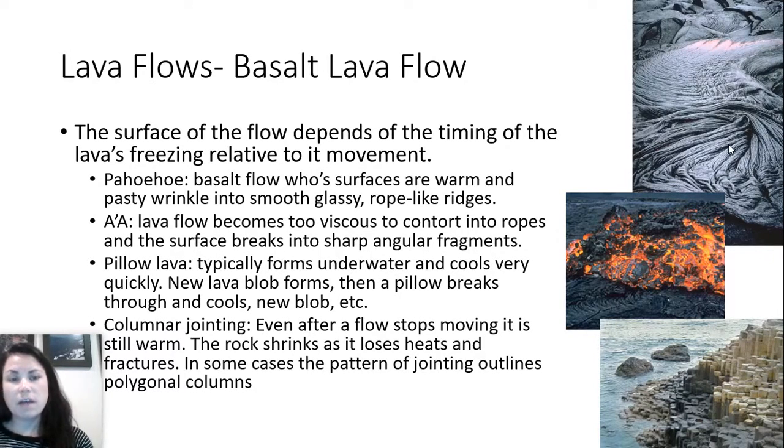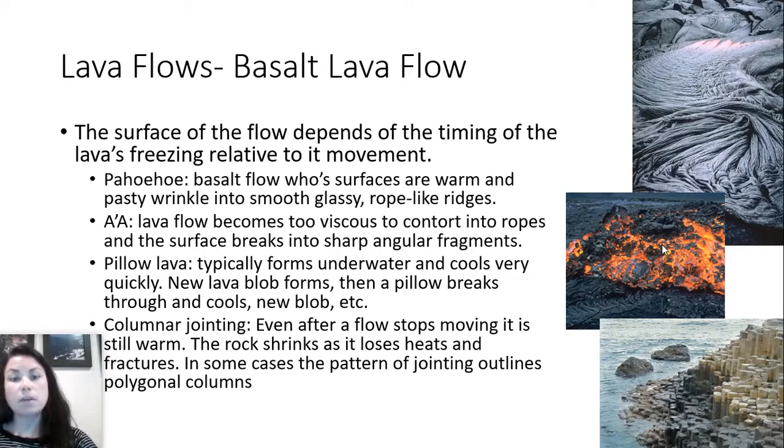Then I have a'a, where the lava flow becomes too viscous to contort into ropes, and the surface breaks into sharp angular fragments, like this one. This is actually an example of the pillow lava, and that typically forms underwater and cools very quickly. So we have new lava blobs that form, and then a pillow breaks through and cools into a new blob.